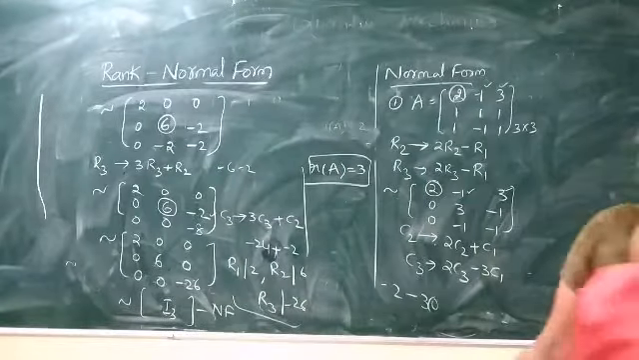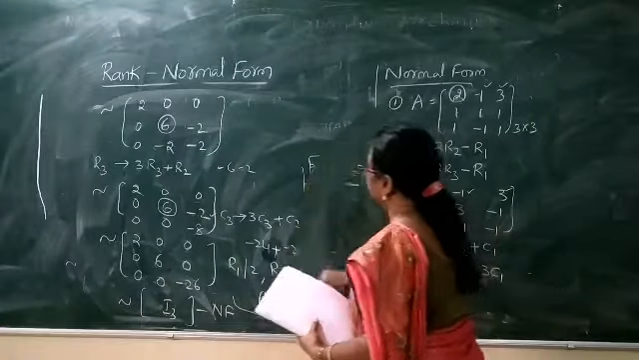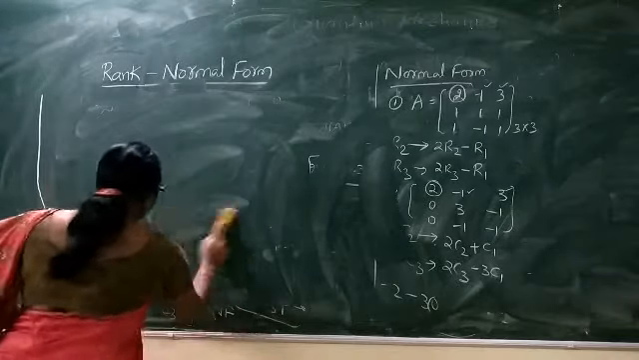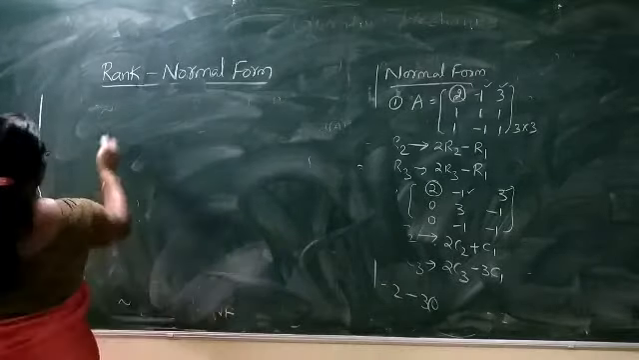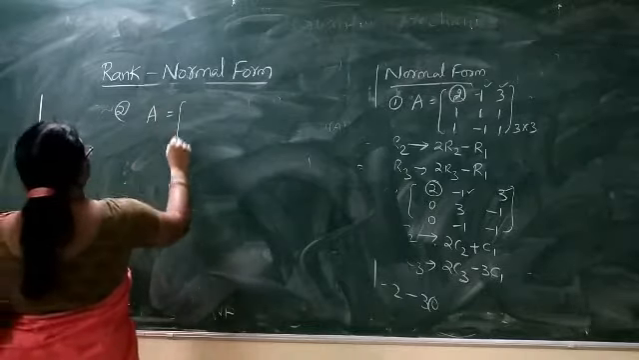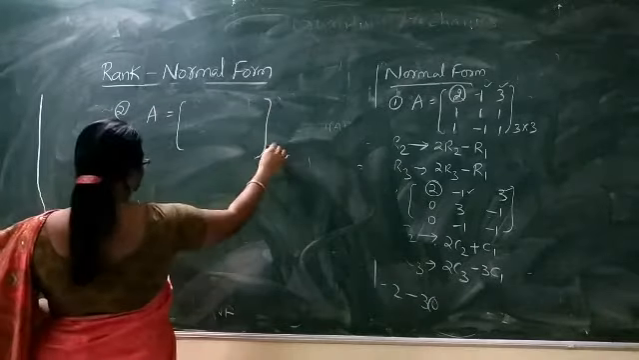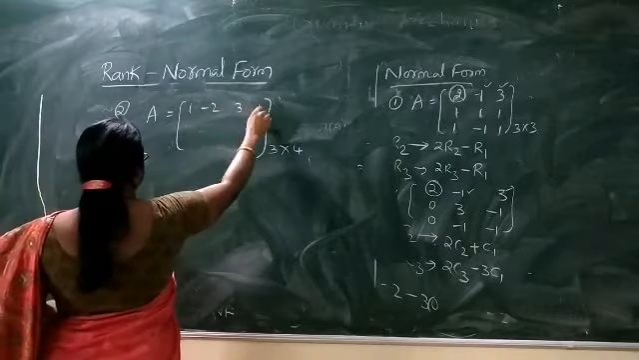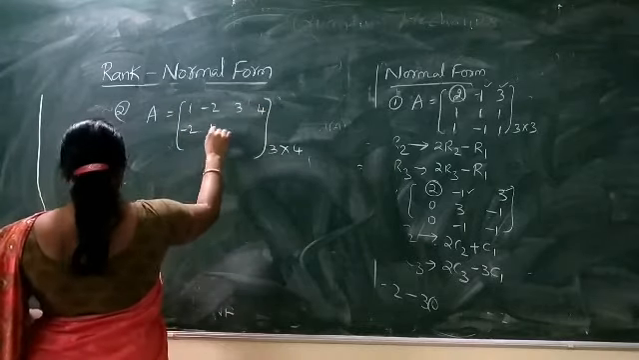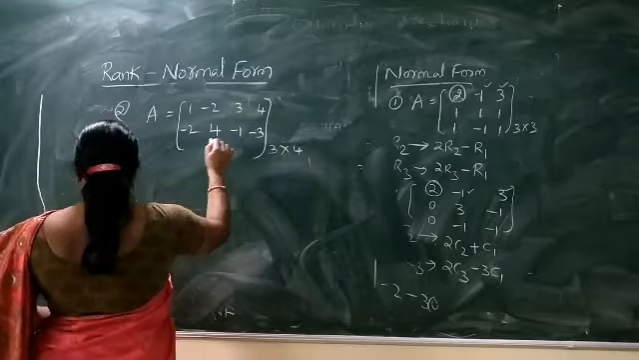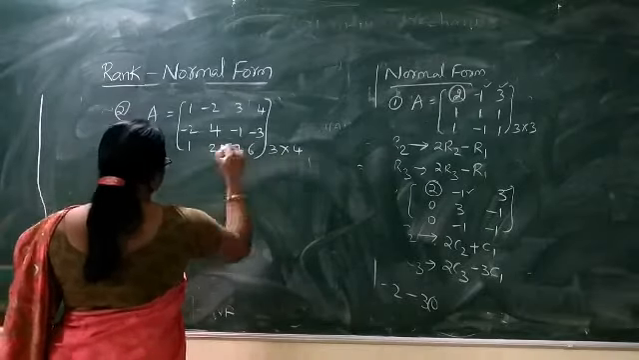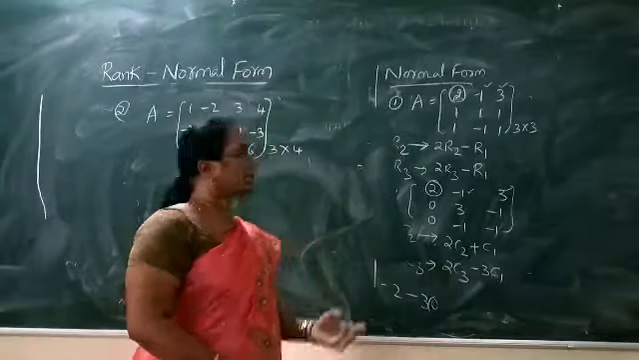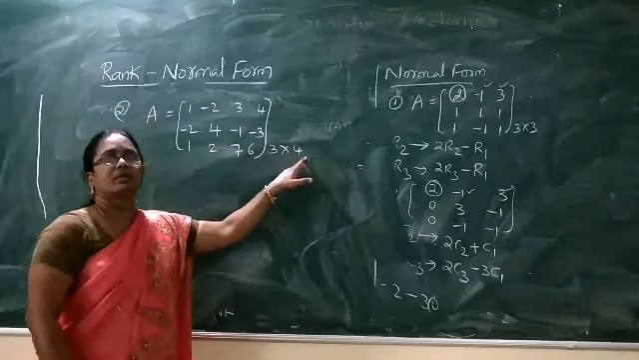Now let me explain another problem using the same normal form technique. Let us suppose the matrix given is a 3 by 4 matrix. First row has 1, minus 2, 3, 4. Second row has minus 2, 4, minus 1, minus 3. Third row has 1, 2, 7, 6. So we are given the different elements in the given matrix which has the order 3 by 4.